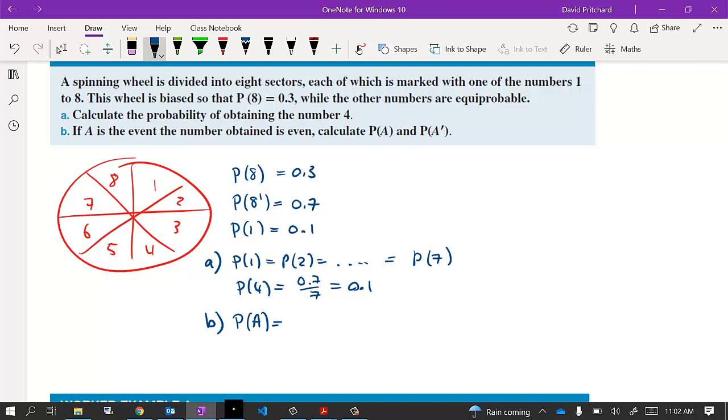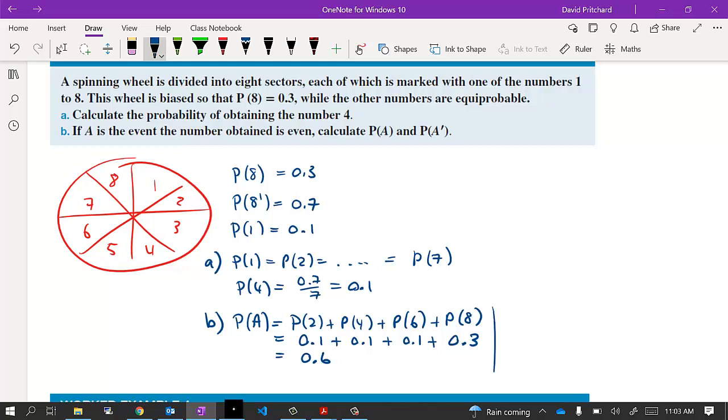So our evens will be the probability of 2 plus the probability of 4 plus the probability of 6 plus the probability of 8. So we know that 2, 4, and 6 are all 0.1. So we're adding them together. And the probability of 8 is 0.3. This adds up to be 0.6. That probability of an even is 0.6.